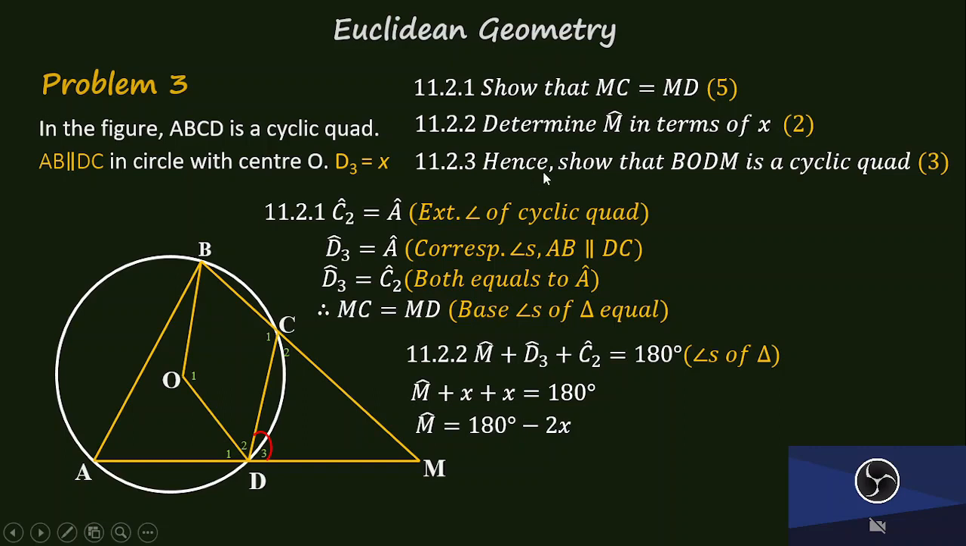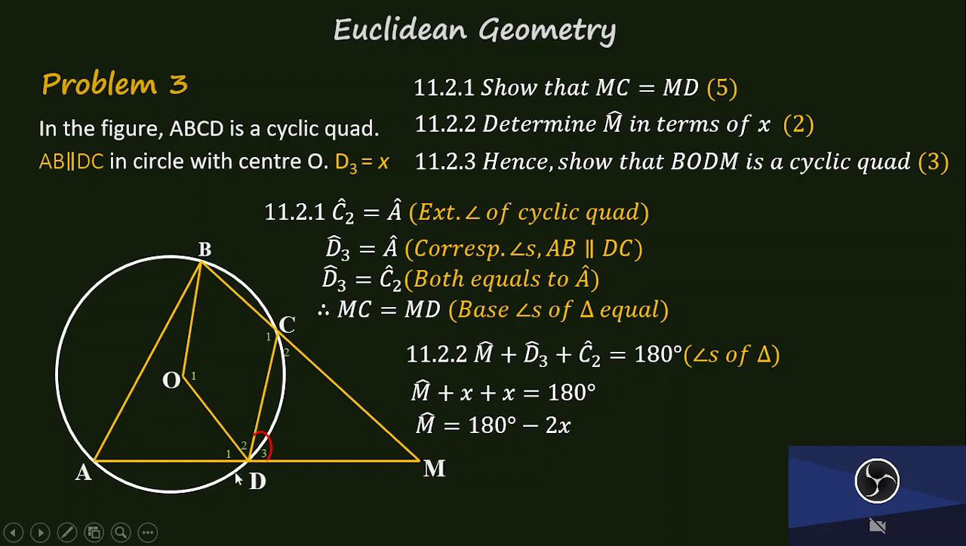Hence, 11.2.3, hence show that BODM is a cyclic quad. Remember what we did in Theorem 5, to prove that something is a cyclic quad, there are three conditions. And these three conditions, of course, will be dictated by the type of shape that you are given, right? So they want us to prove that BODM is a cyclic quad, this one here, right? And like I told you, normally when they say prove that something is a cyclic quad, you find that it is not inscribed in a circle. If you look at BODM, the M is outside the circle already. The O is at the center. So you can't just look at it and say it's a cyclic quad because it's not inscribed inside a circle. The vertices are not within a particular circle.